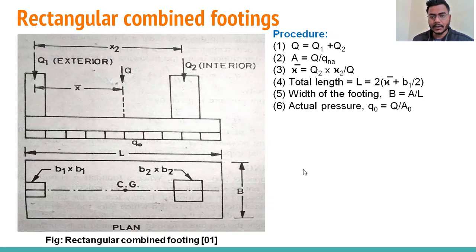So now we can calculate the actual pressure q0, the actual pressure at the base of the footing, which will become Q divided by A0, where A0 is the provided area or actual area. We can also write B is equal to A0 divided by L, right? So now we have the actual pressure at the base of the footing.